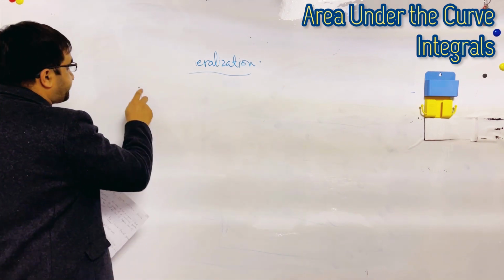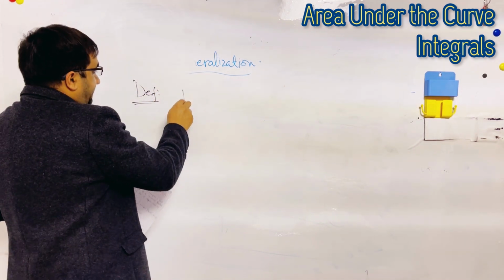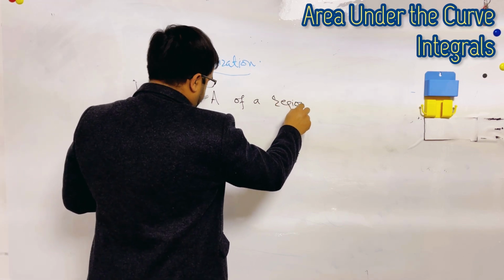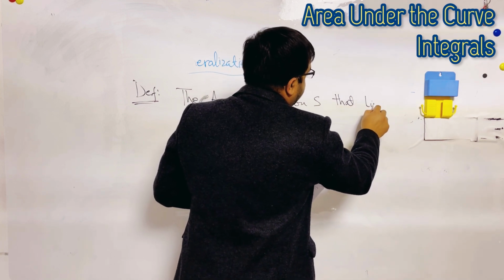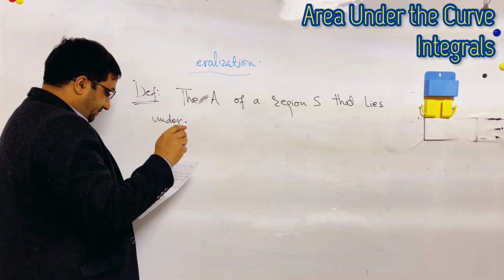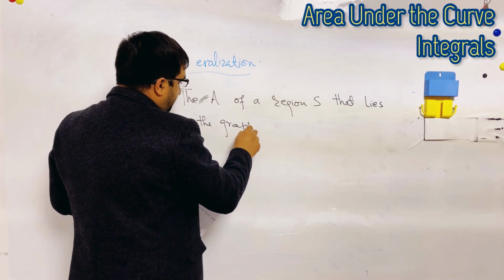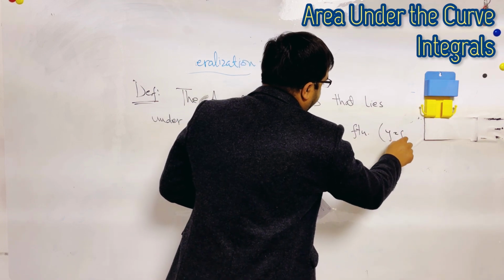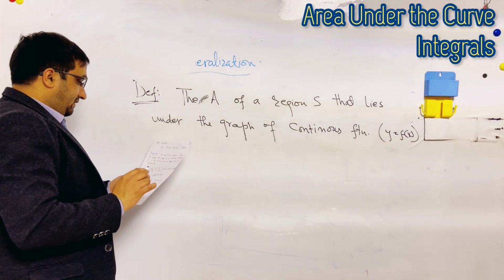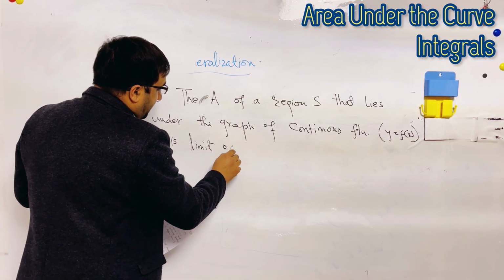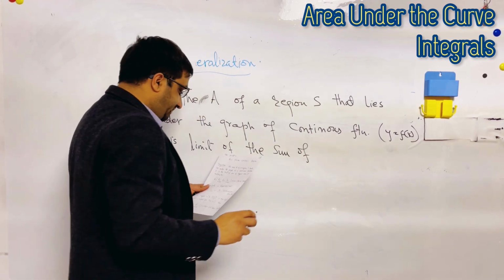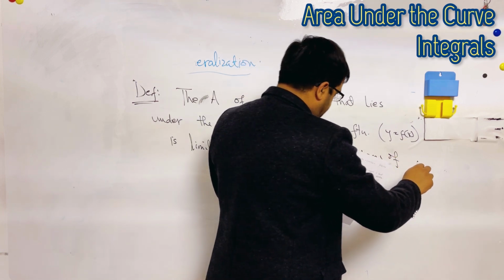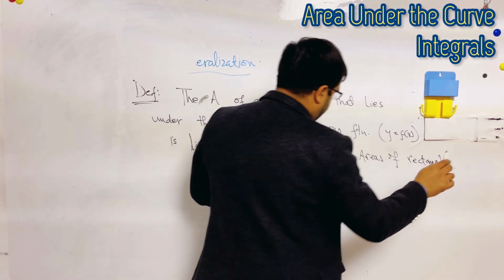The definition says the area of a region S that lies under the given curve, under the graph of a continuous function, which is the curve y equals f of x, whatever the function is, is the limit of the sum of approximate areas of the smaller rectangles. This whole thing is written on the page, you can read it.